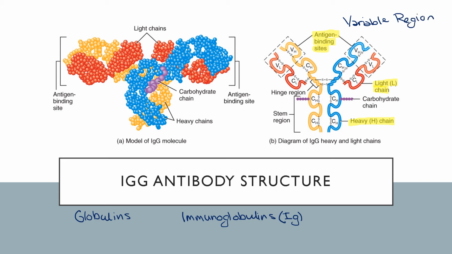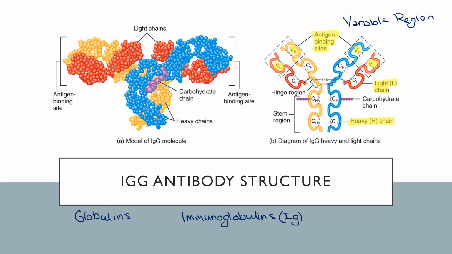And this part of the antibody is going to be different for each kind of antibody because it is specific to the antigen. This is the part of the antibody that recognizes and attaches specifically to a particular antigen. Now these variable regions are abbreviated with V's since they are variable.